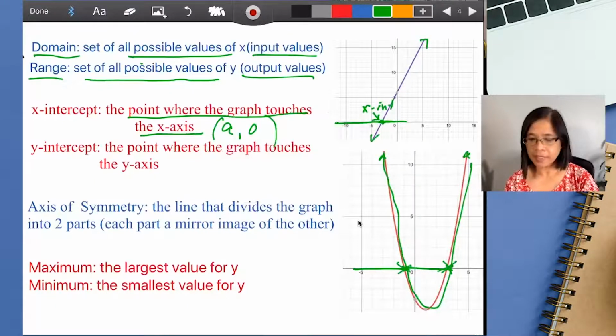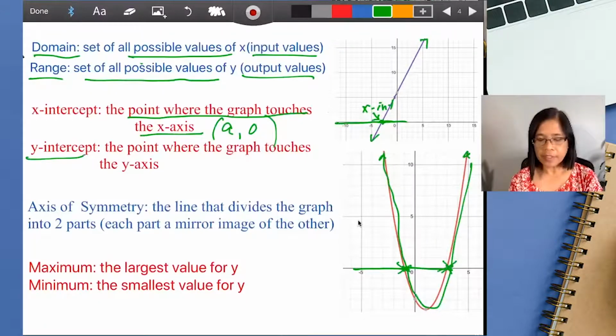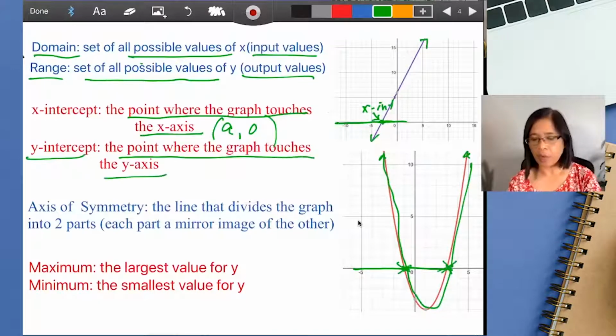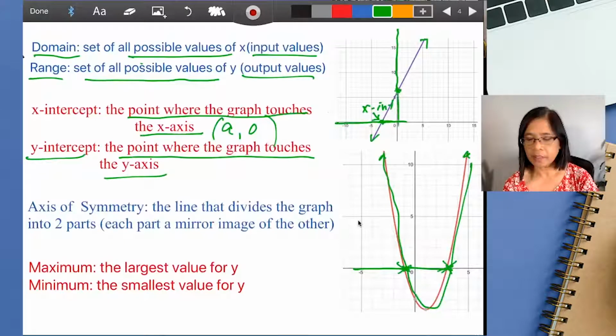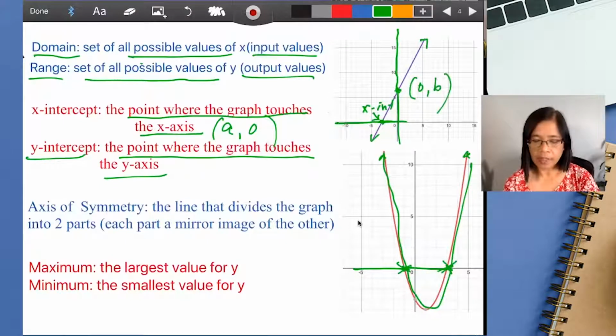Ready for the y-intercept? The y-intercept is the point where the graph touches the y-axis. If we look at the first graph, which is a linear graph, to find the y-intercept, let's draw a line on the y-axis and find the point of intersection. This point of intersection is when x is 0 and y is some number, and we call this the y-intercept.